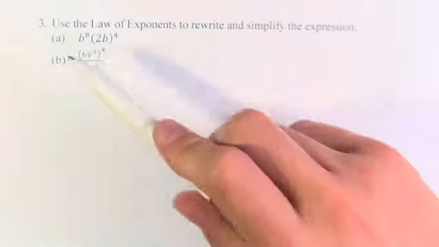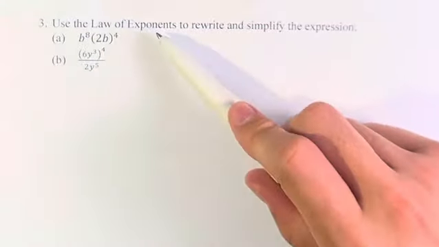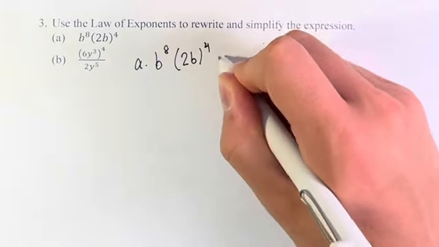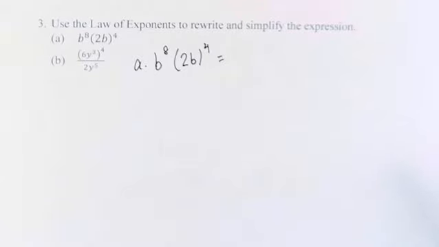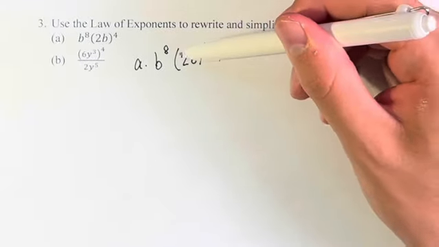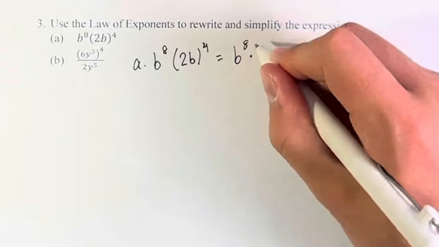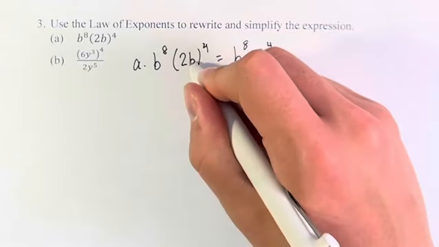In this problem, we're asked to use the law of exponents to rewrite and simplify the expression. So for a, we have b to the 8th times 2b to the 4th. The first thing we can do is, if we have this product here to some power, we can separate it. So this is b to the 8th times 2 to the 4th times b to the 4th.